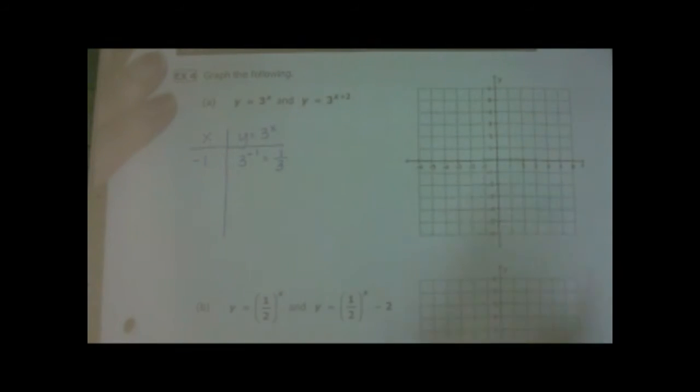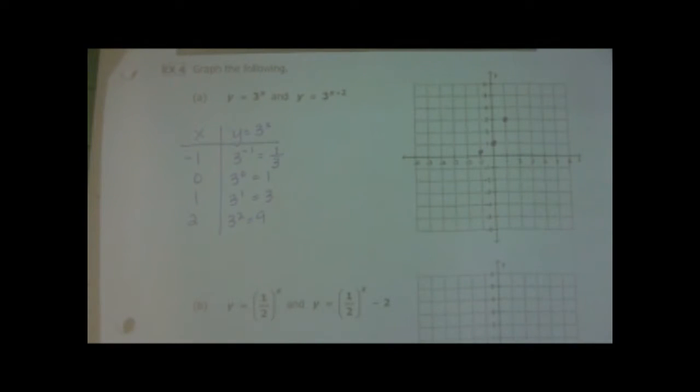So if x is -1, y equals 3 to the negative 1 power, which is 1/3. So when I graph this, I'm going to go to the point negative 1, 1/3, and that's right about there. If I put in 0, I've got 3 to the 0 power, which is 1. So the point 0, 1. And remember I said it was always going to cross right here. If I put in 1, I get y equals 3 to the 1 power, which is 3. All right, so 1, 3.